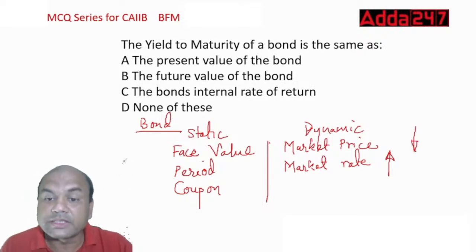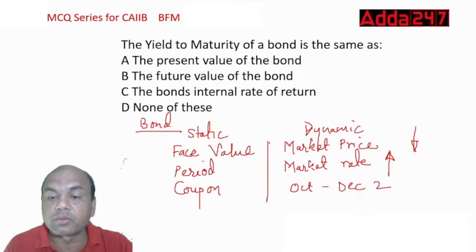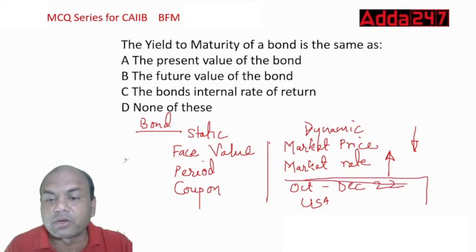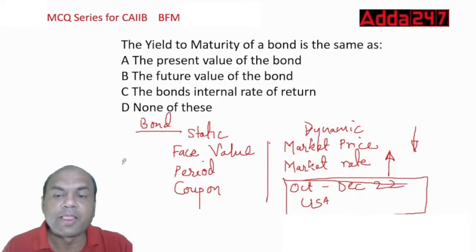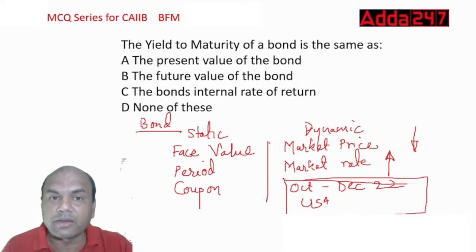You saw this scene in October to December 22 in USA. You can check right now also. Go on Google and check October to December 22 bond rates of USA. You'll find the same thing. The market rates were going up and the market price was going down. Now what is the question? But where is this YTM? YTM is nowhere over here. So this YTM is called the market rate.